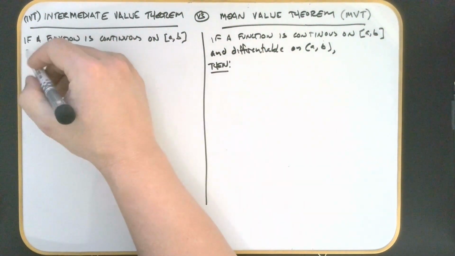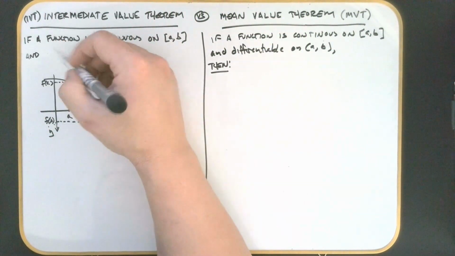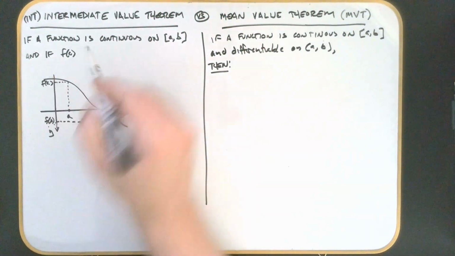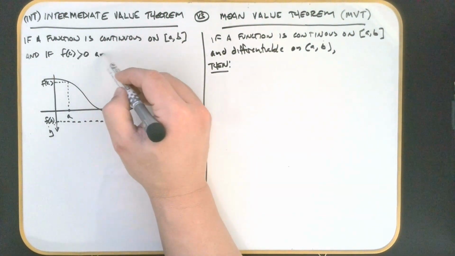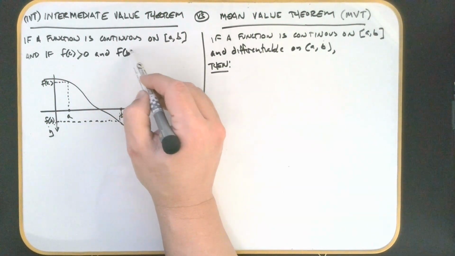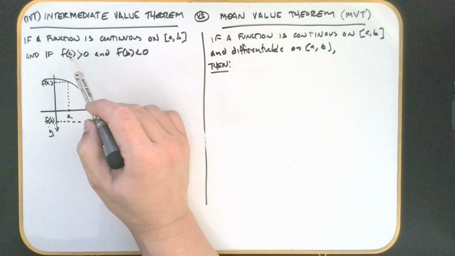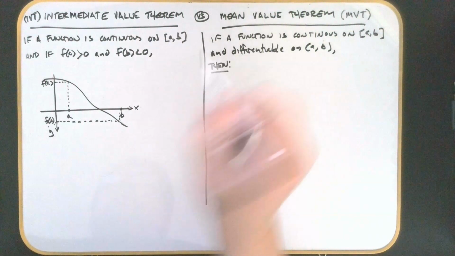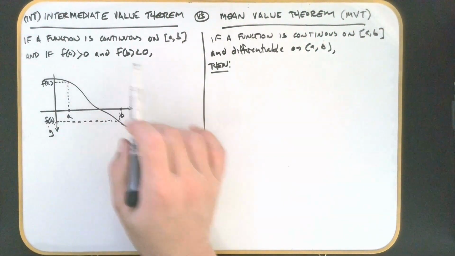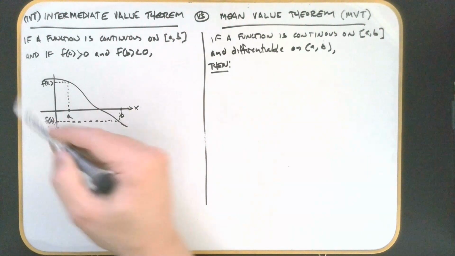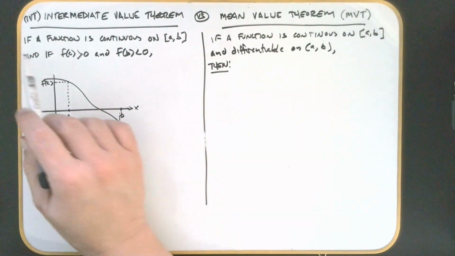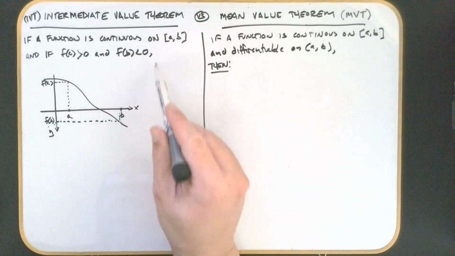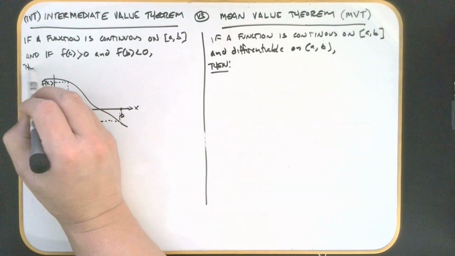I'm going to continue with my if: if f of a, there's my y value, f of a is greater than 0, and f of b is less than 0. So f of a is positive, and f of b is negative. Here's my then statement. The reason I didn't conclude that is because the rest of this statement is a little bit different when you apply it in calc class. So if a function is continuous on the closed interval a to b, and f of a is positive and f of b is negative, here's my then statement.